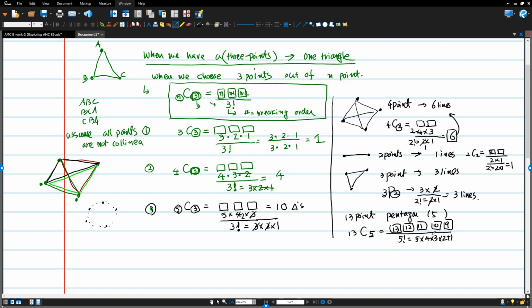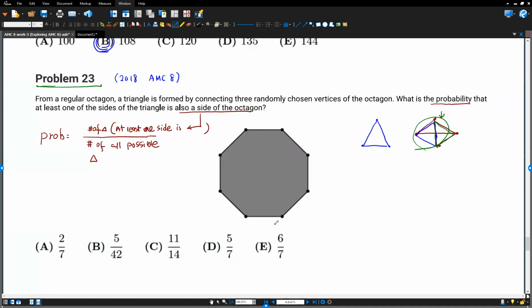A lot. Okay. So this combination is very useful. Without these formulas, this is actually very hard. It's impossible to get the right answer.